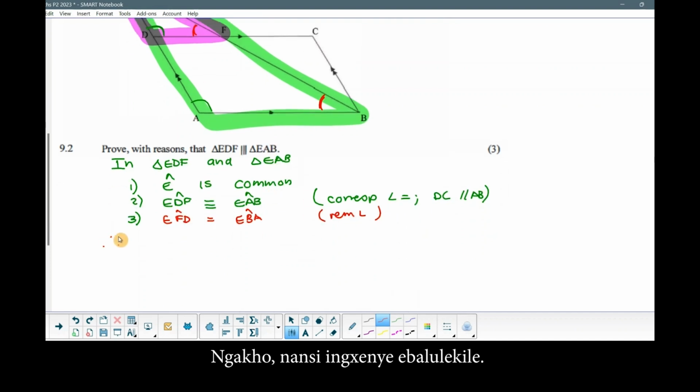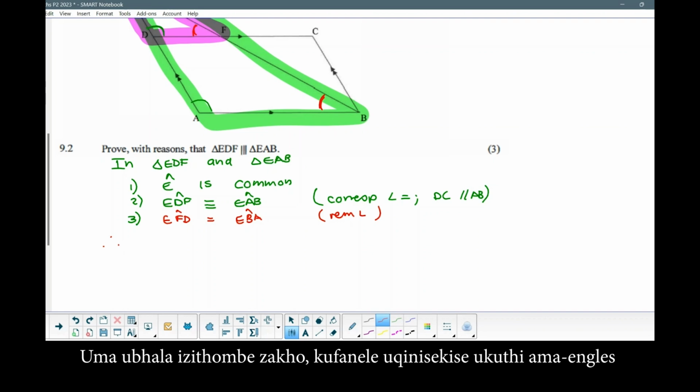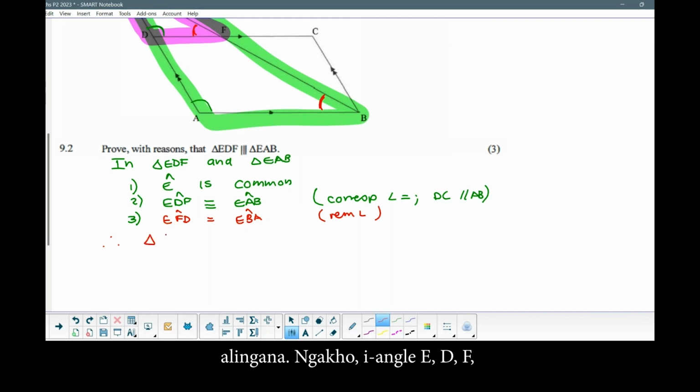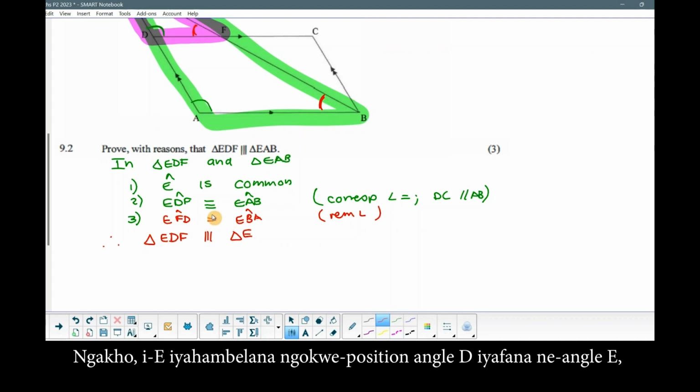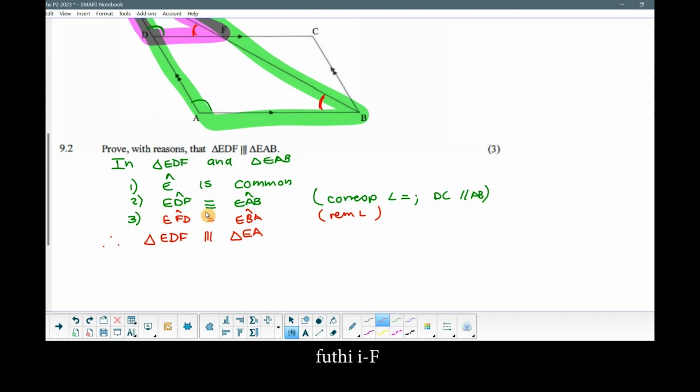So here's the important part. When you're naming your triangles, you've got to make sure that the angles match up. So triangle EDF is similar now. And let's make sure E and E were equal. So E and E will match in terms of their position. Angle D was equal to angle A. And angle F was equal to angle B. So that's how I know they match up. And the reason is angle, angle, angle.